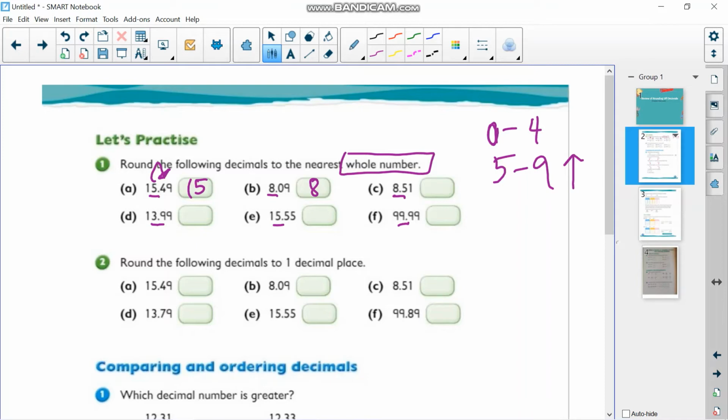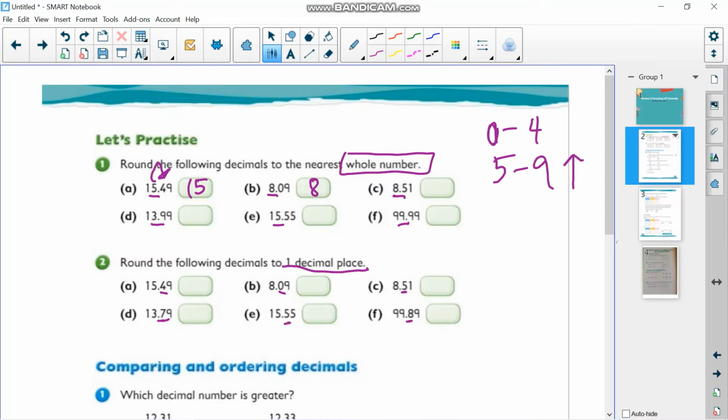Number 2, round the following decimals to 1 decimal place. When we say 1 decimal place, we are referring to the tenths. Okay, so let's underline the tenths in this set of decimal numbers. Letter A, we have 4. B, we have 0. Letter C, we have 5. Letter D, we have 7. Letter E, we have 5 again. And for letter F, we have 8.